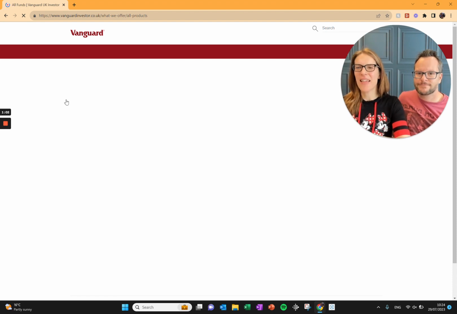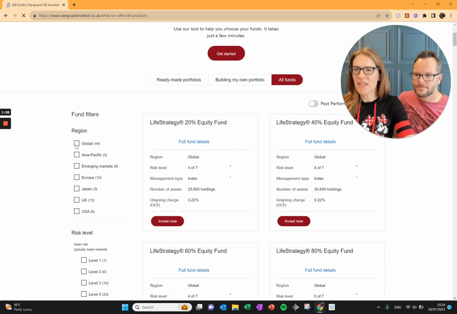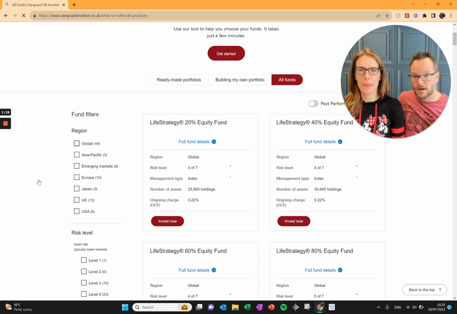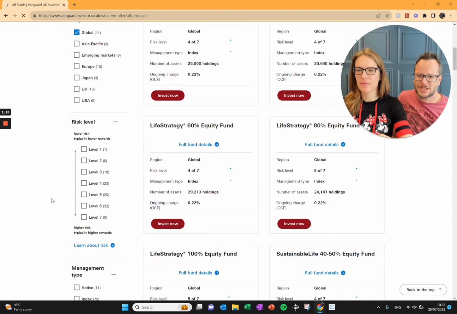So the FTSE Global All Cap, as Alan said, is a global fund. It means it has all the countries that you can invest in around the world. So we're going to filter by global, but you can see there's still 44 of them. Yeah. Which is part of the confusion people get to: I want a global fund, I want this, but like, where do I click? What do I do?